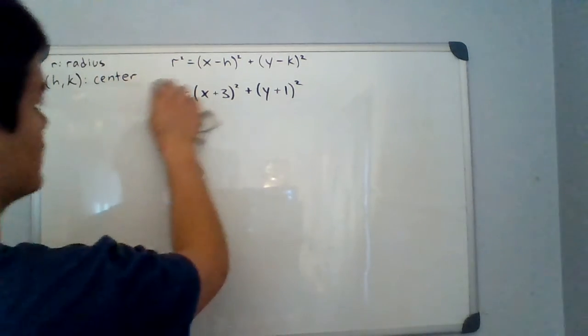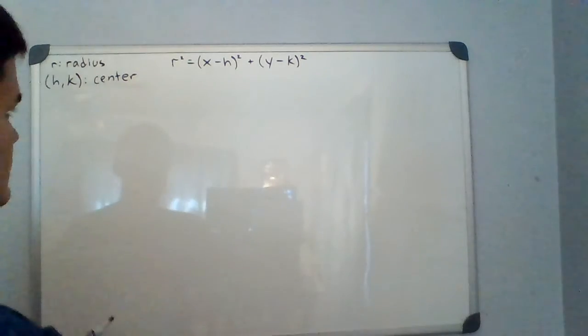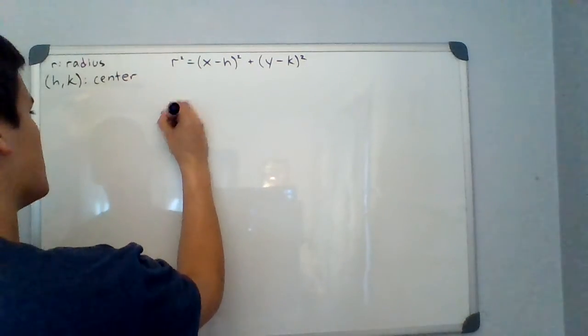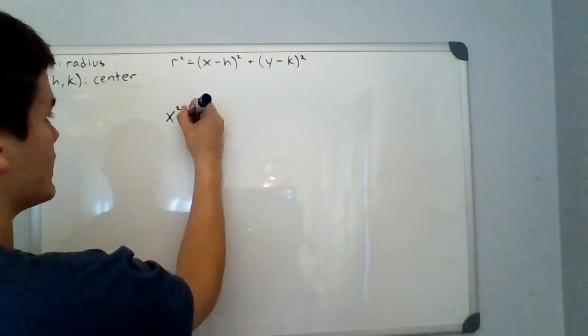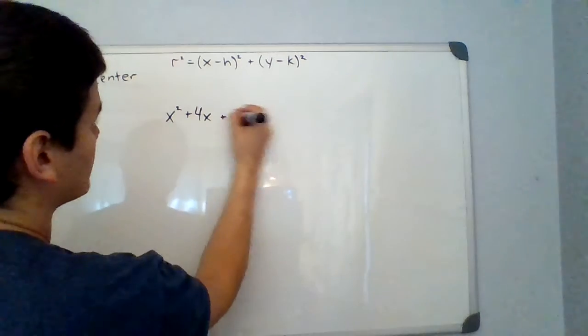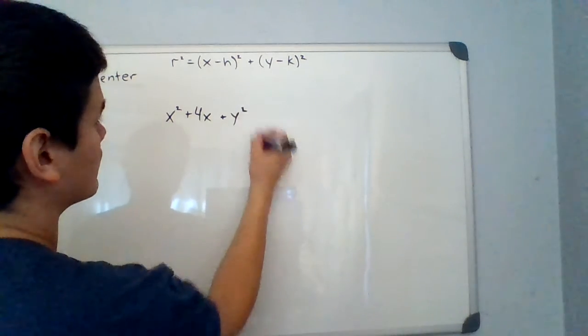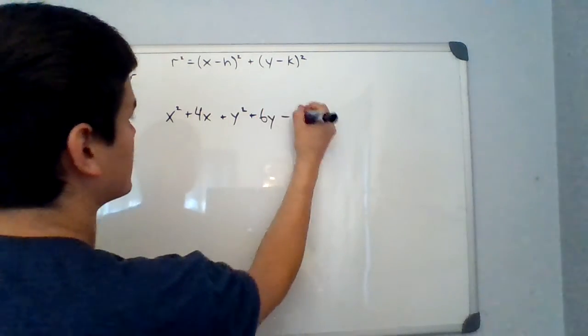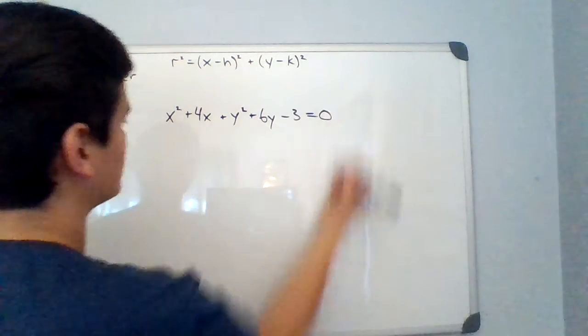All right. So another common way we might see circles is in this type of form: x squared plus 4x plus y squared plus 6y minus 3 is equal to 0. So we'll just do this as an example.